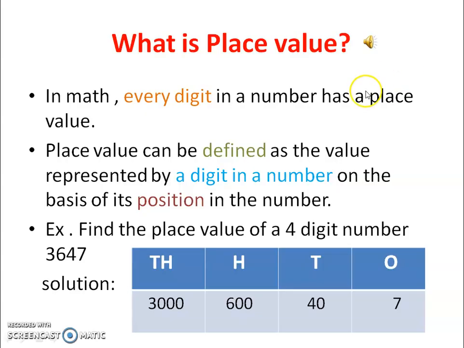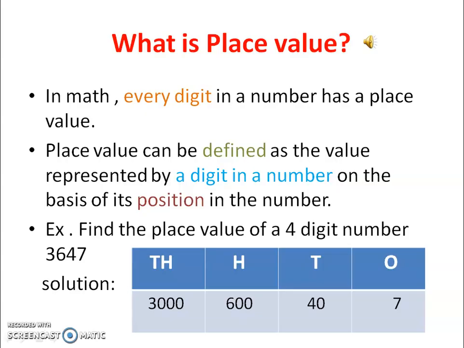Here the number is 3647. In the previous class we used to draw a table for giving place values of every digit in the number. We know the basic rule of math: we start reading numbers from the right side and we start giving place values from the right side. So, let's start from the right side.